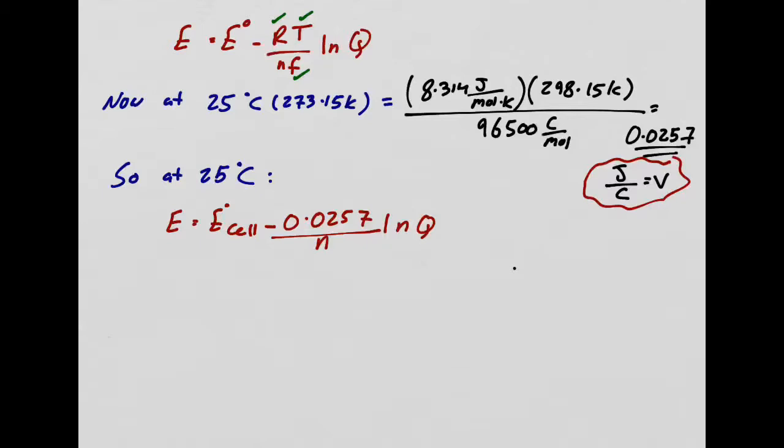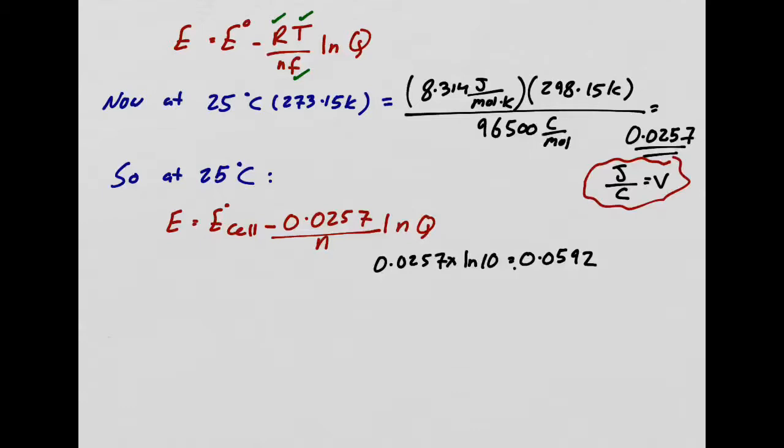Okay, do not circle this equation just yet. We can also write this as base 10 instead of natural log. So this is where you have to remember your fancy algebra a little bit. 0.0257 times ln of 10 ends up being 0.0592. And what I'm doing, instead of having a natural log, I can write this as base 10.